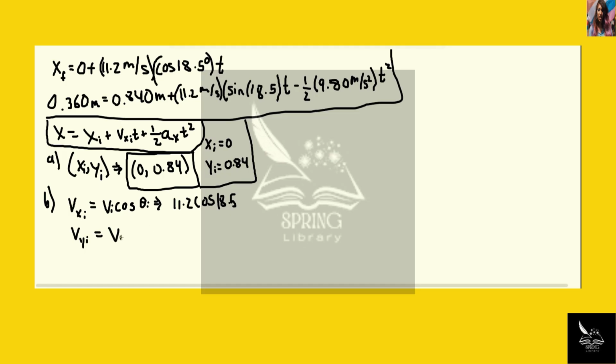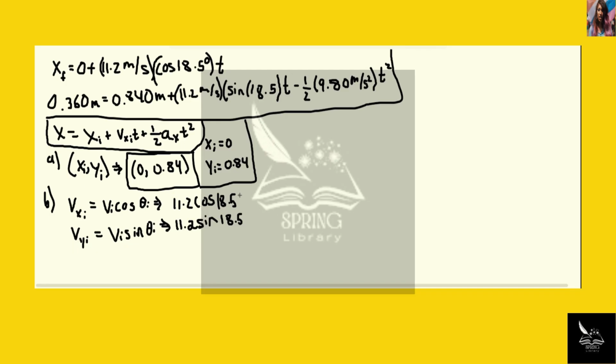We know it's going to be v i sine of the angle. So we'll go ahead and just do that right here. 11.2 sine of 18.5. Cool. There's your two velocity components, which is nice to have. But we do want to write that in unit vector notation. That's the big thing here. So how are we going to do that?